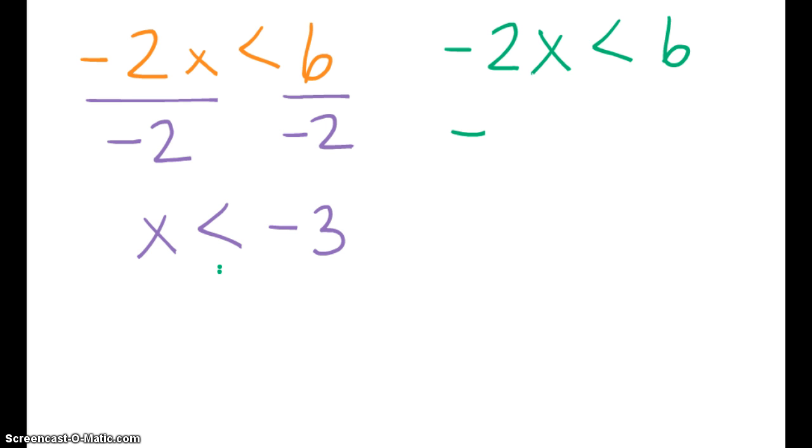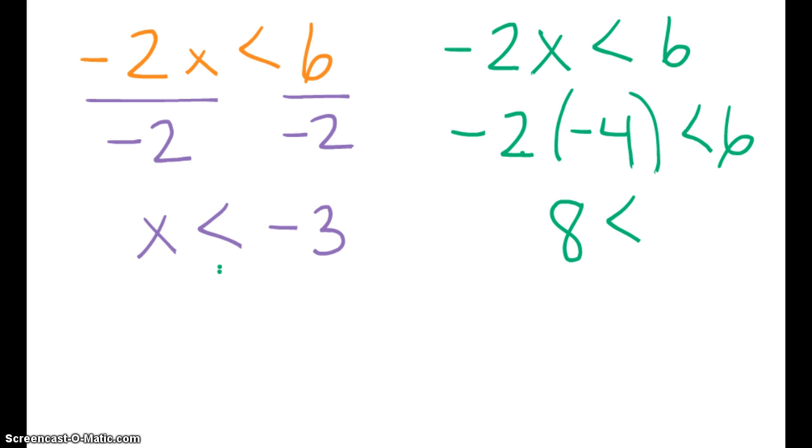So let's choose a value that's less than negative 3. Let's say maybe negative 4. Negative 2 times negative 4 is less than 6. Negative 2 times negative 4 is 8. And is 8 less than 6? No, that's not a true statement. So we know that this is not true for x. X cannot be any value less than negative 3.